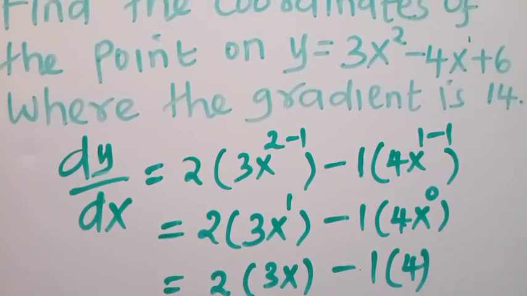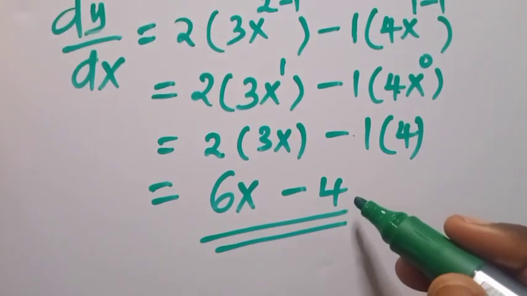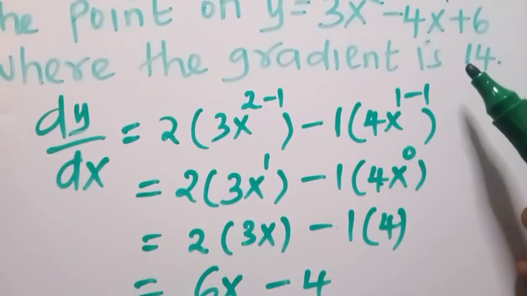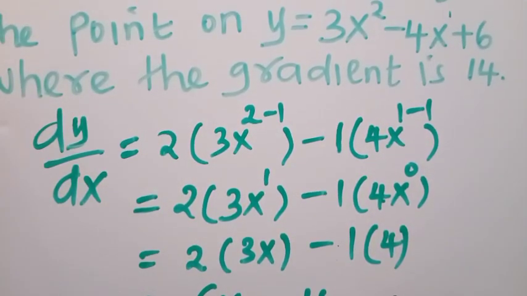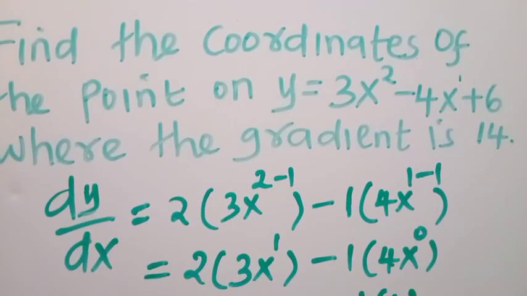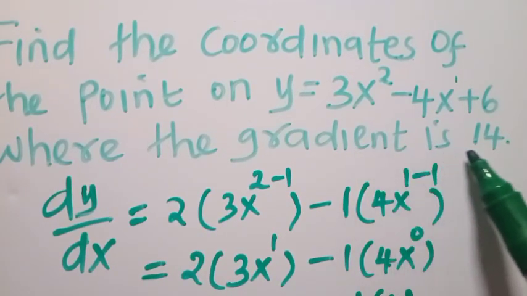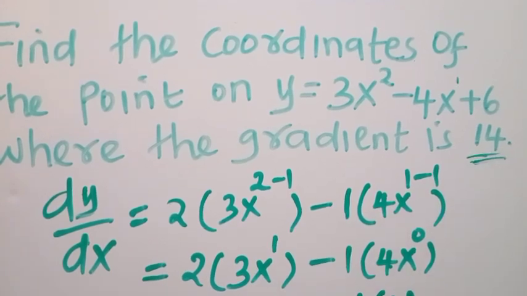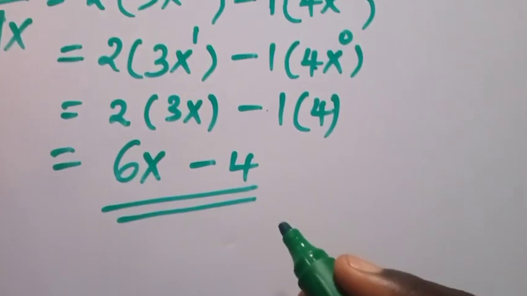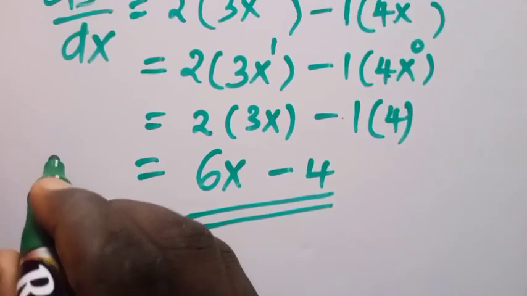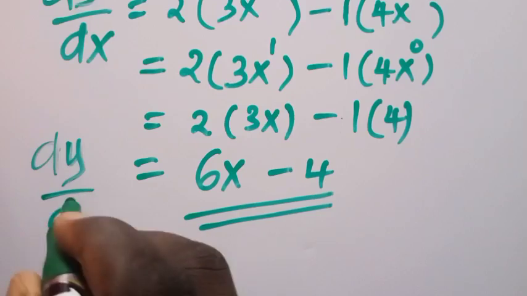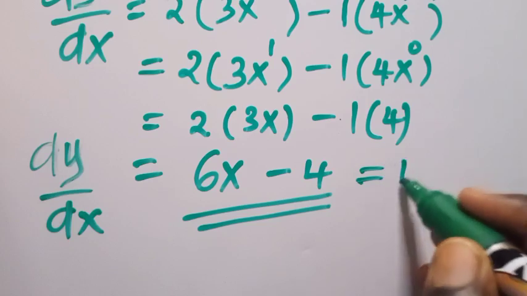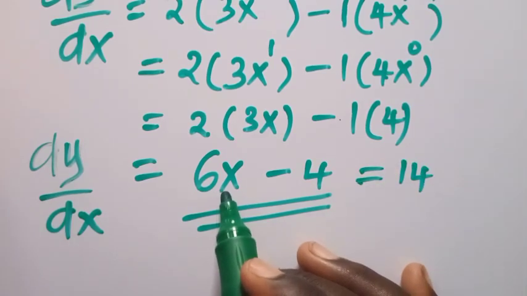Now, since we have the gradient function as 6x minus 4, we can equate this gradient function with the gradient that we have been given, which is 14. Therefore, we can say that this is our dy over dx, which is 6x minus 4. So we can equate it with 14, so that we can find the value of x.